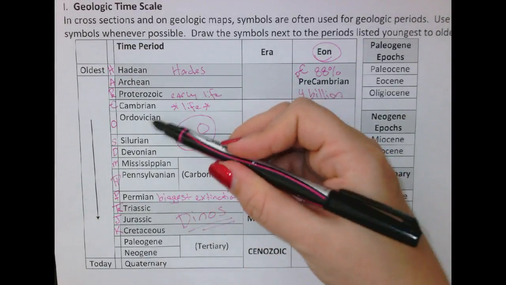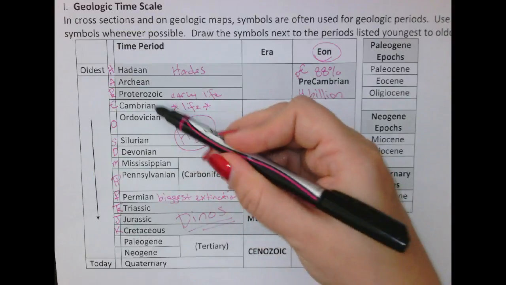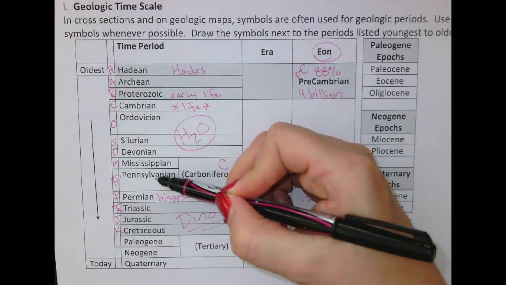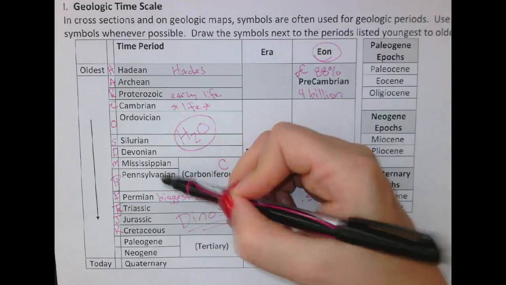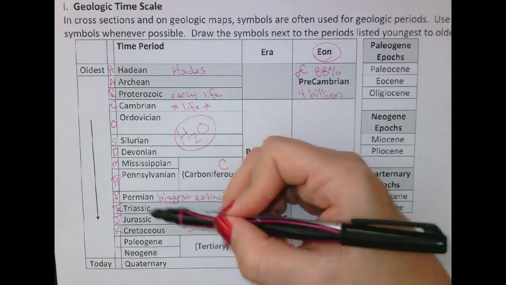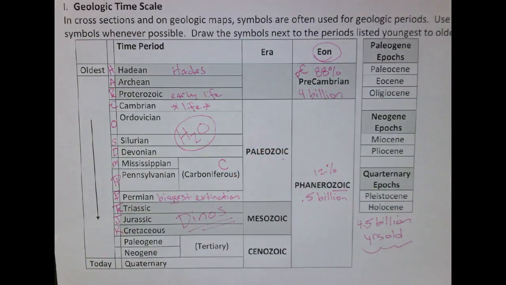So, Cambrian, Ordovician, Silurian, Devonian represent Celtic tribes in the United Kingdom where the first fossils were found. Mississippian and Pennsylvanian are kind of obvious. Those are states where you would find fossils from that time. Perm, Russia, and then, like I said, the Jura Mountains, chalk in Greek.